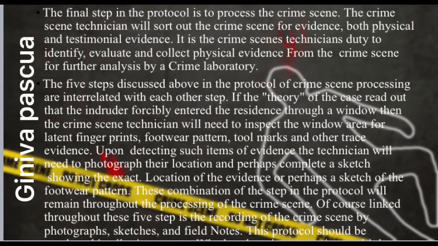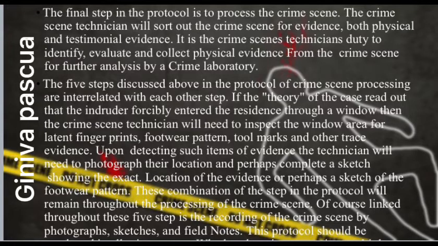The final step in the protocol is to process the crime scene. The crime scene technician will sort out the crime scene for evidence, both physical and testimonial evidence. It is the crime scene technician's duty to identify, evaluate, and collect physical evidence from the crime scene for further analysis by a crime laboratory. The five steps discussed above and the protocol of crime scene processing are interrelated with each other.